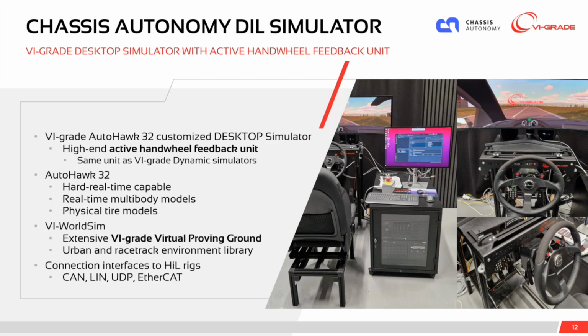It's powered by the AutoHawk 32, which is extremely powerful and hard real-time capable. It can run real-time multi-body models and physical tire models, which can come into play depending on the road inputs. The graphic environment is VI-WorldSim, which is Unreal Engine powered. And one of the key features was that we got access to the VI-grade virtual proving ground. This comes with a handling track, ride surfaces, and different rally tracks, for example.